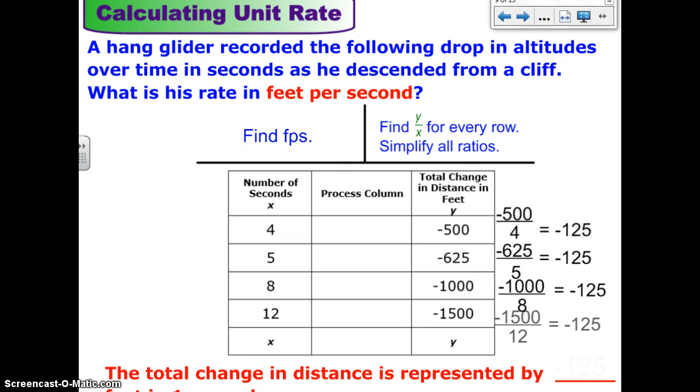And as we do it for our other two rows, we notice that all rows have a ratio of negative 125. That is our unit rate. For every second of time, he falls 125 feet. With the y divided by x being the same for each row, we also know that this is a multiplicative relationship. It does go through the origin.